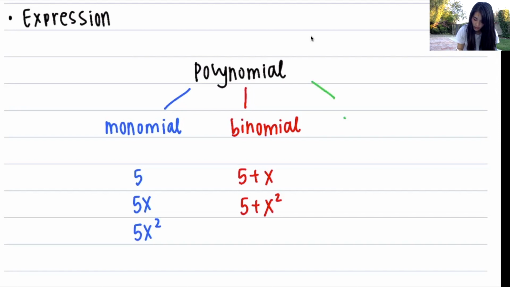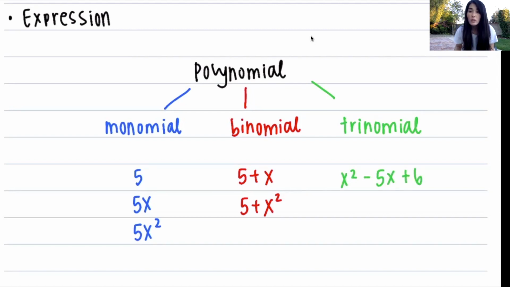All right, and then the other one that is common is what's called a trinomial. And you guessed it, trinomial means 3. So there are 3 terms here. Maybe that's something like x squared minus 5x plus 6. So you notice that there are 3 terms that are combined with that plus or minus sign. So this is a trinomial.